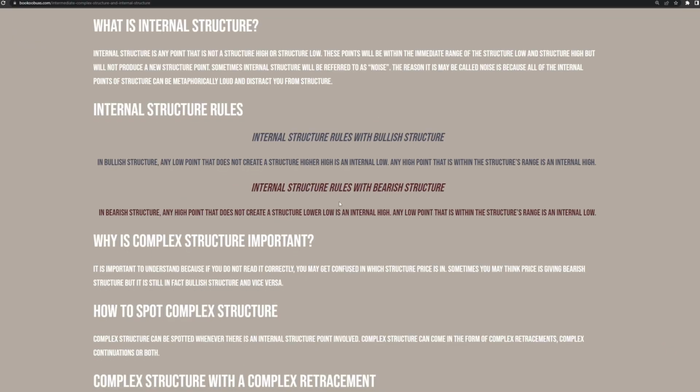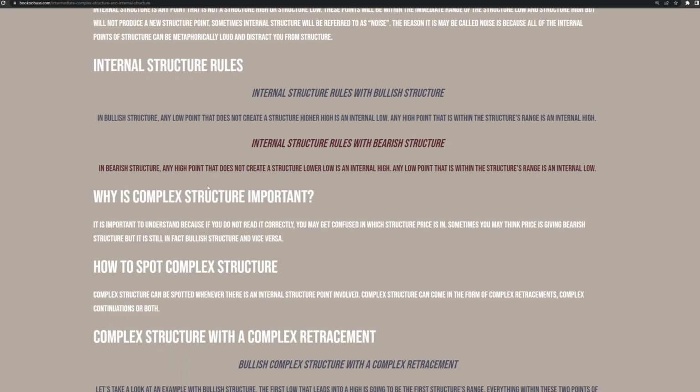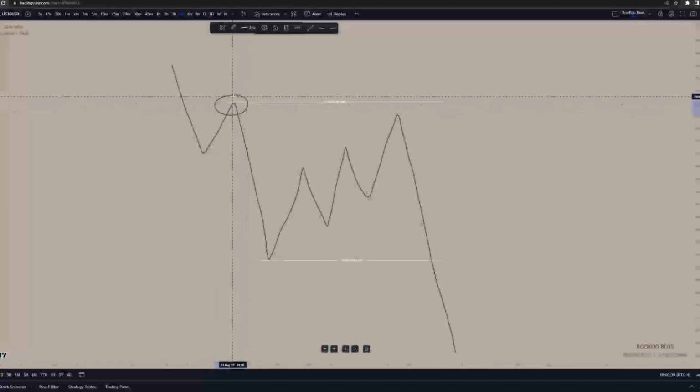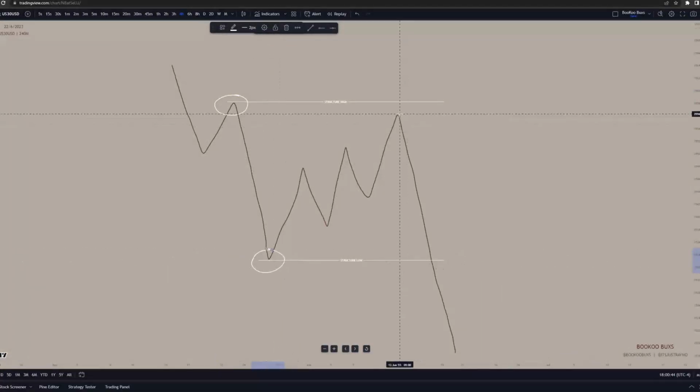Internal structure rules with bearish structure. In bearish structure, any high point that does not create a structure lower low is an internal high. Any low point that is within the structure's range is an internal low. Do you guys want an illustration for that, or do you guys get it? Illustration would be nice. Yeah. So you guys see how this is a structure high down to a structure low? Obviously, but before we get there, this will be the structure's range. So structure high, structure low.